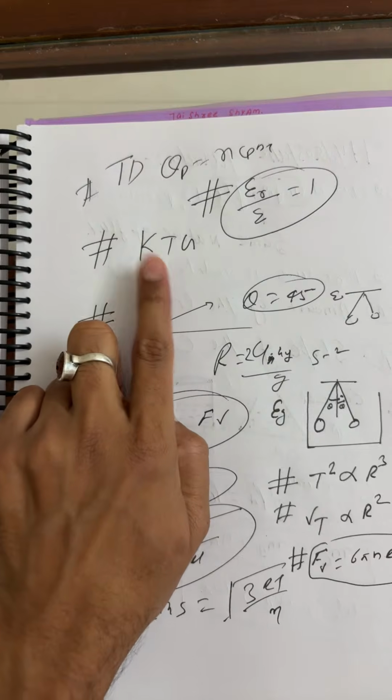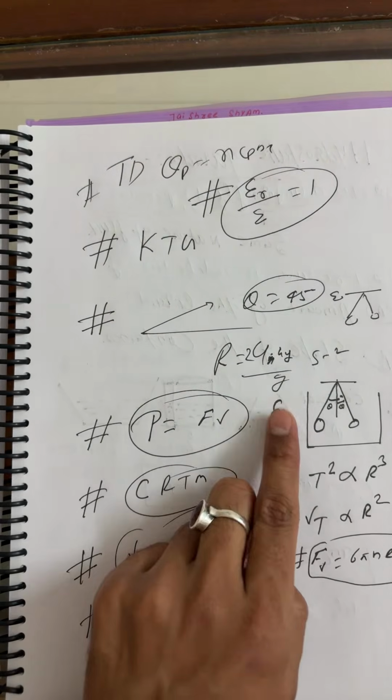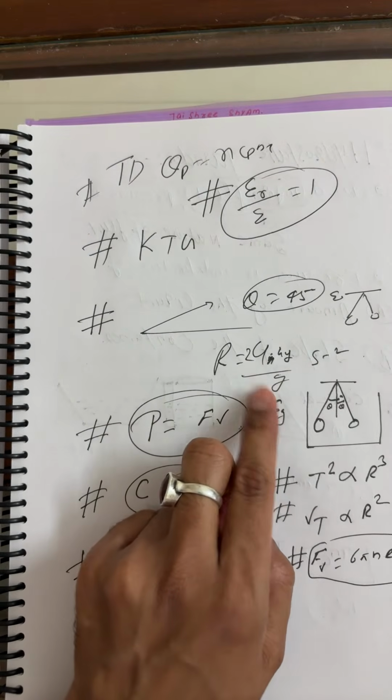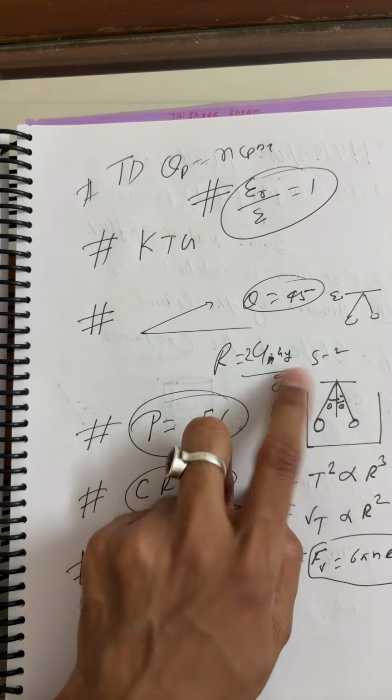You will get this formula here. Now, my dear student, till now they didn't touch the range formula. So be prepared. Just keep in mind the formula of range: 2 ux uy by g.